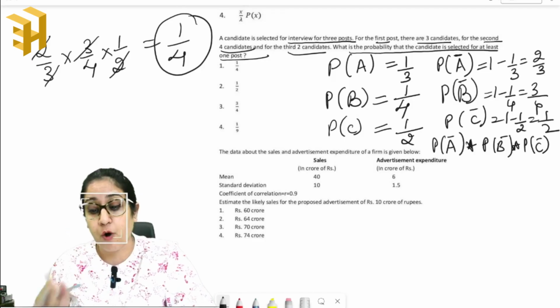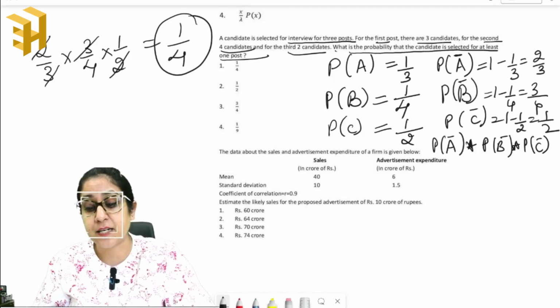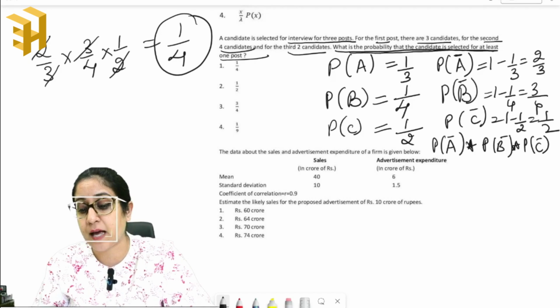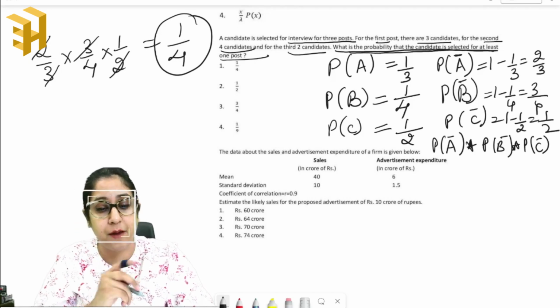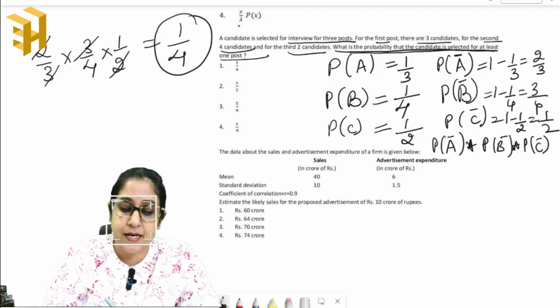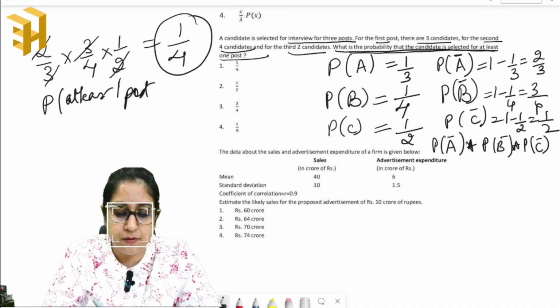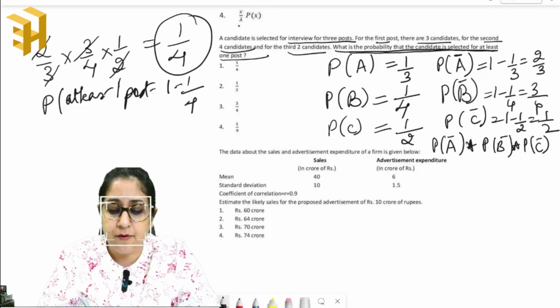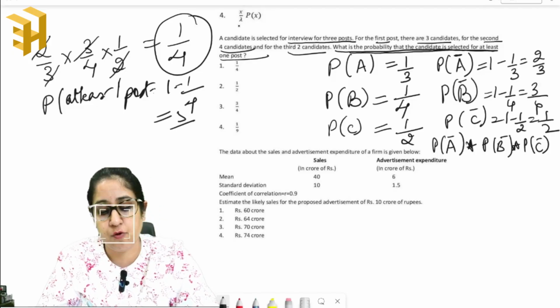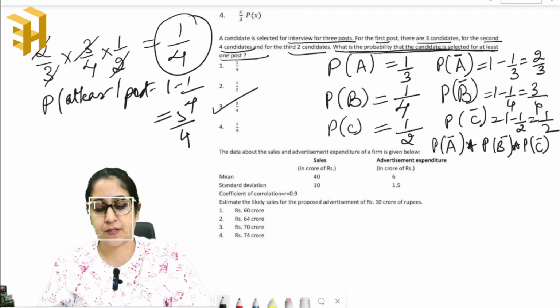But what we need to find is the probability that the candidate is selected for at least one post. Being selected in at least one post will be 1 minus 1 by 4, which is equal to 3 by 4, which is the answer.